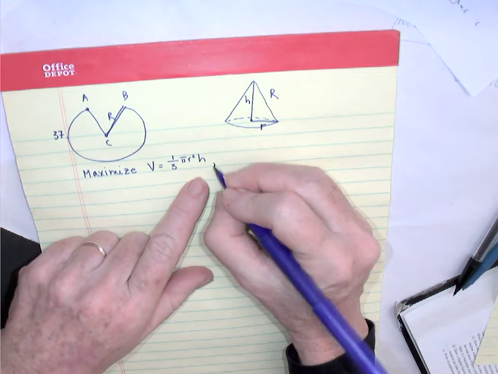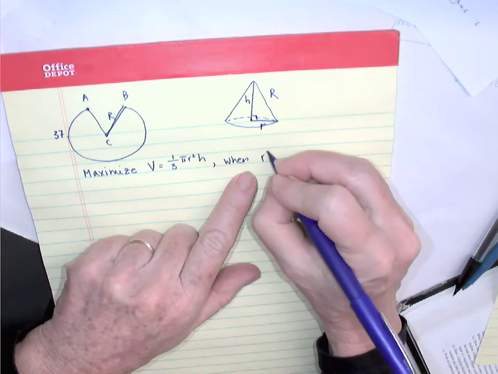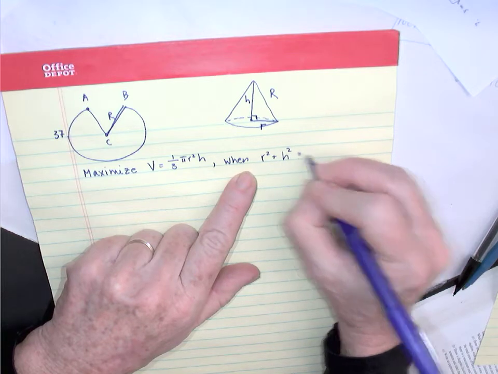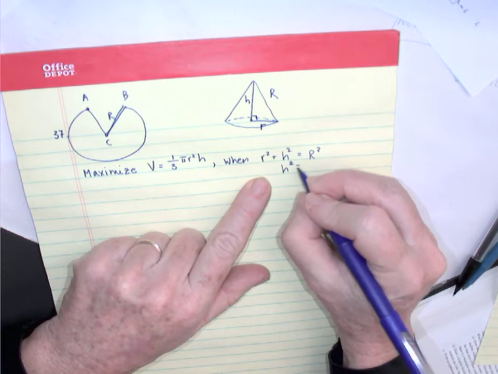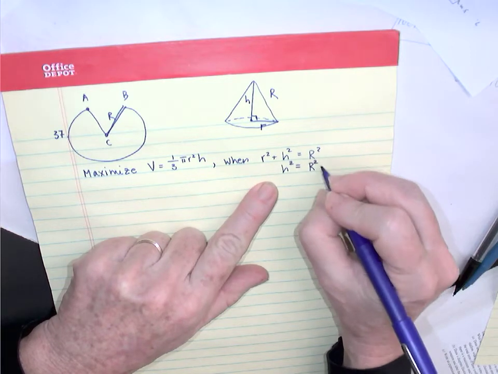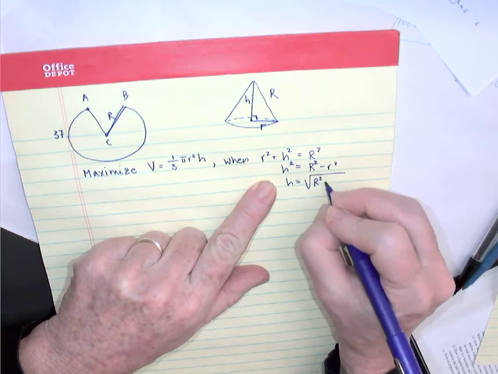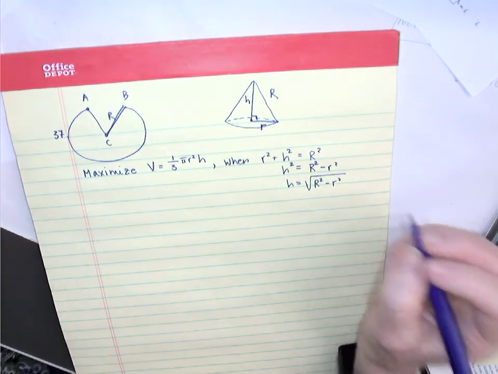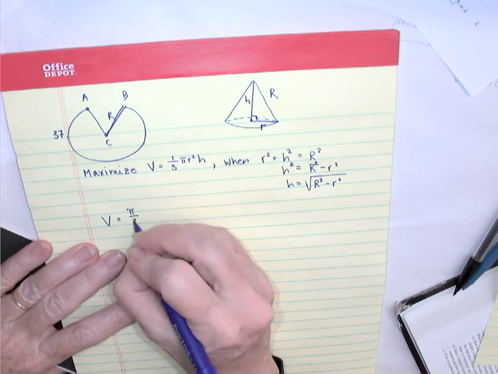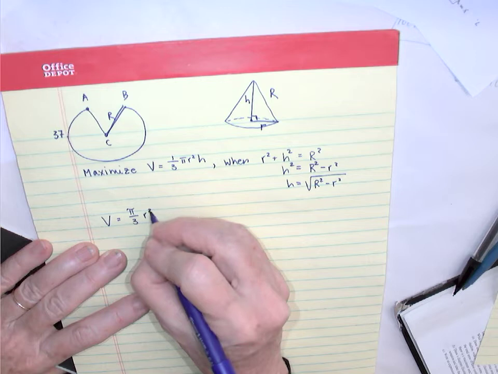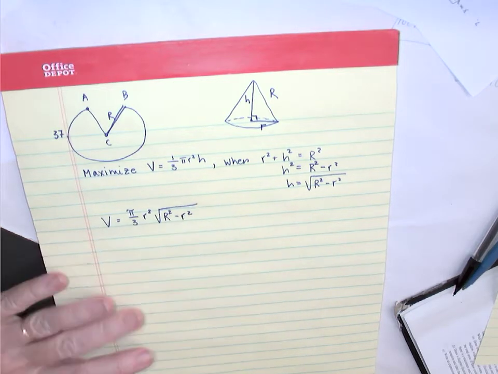What we know then is that we can use the Pythagorean theorem for this relationship. r squared plus h squared equals capital R squared. I'm going to isolate the h. So h squared is R squared minus r squared, so h is the square root of those. Again, do not simplify that. Do not think you can take the square root of that. So now our volume is, I'm going to write this as pi over 3 r squared times the square root of that.